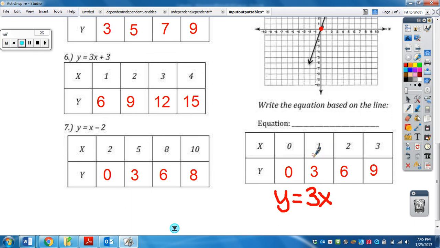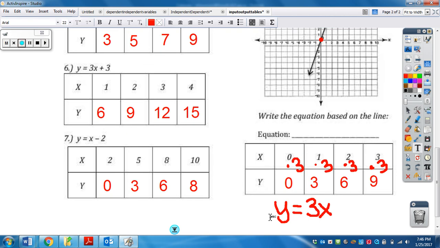1 times 3, well, that would be 3. What about for 2 times 3? Well, yes, that is 6, so that works. And then we want to check it on this last one to make sure it still works. 3 times 3 would give me 9. That is true. So the only one I haven't checked it on is this first one. So you still want to check it on each value. So is 0 times 3 equal to 0? Well, yes it is. So remember we said that our equation was y equals 3x, so let me record that here really quickly.